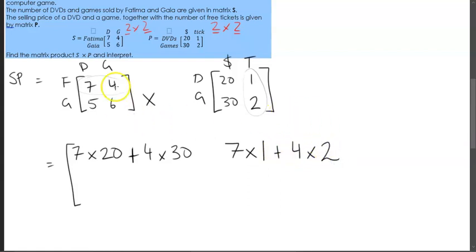And what this is saying is that we need to see how many tickets Fatima has given out based on 7 DVDs that have been sold and 4 games that have been sold. Remember, it's 2 lots for each game, so that's where the 4 times 2 comes from, and it's 1 lot of DVDs, so that's where the 7 times 1 comes from. So we've also got to consider the next column after the first column. Then the process starts again, but this time we're focusing on these numbers here.